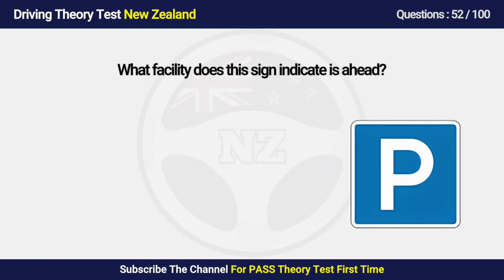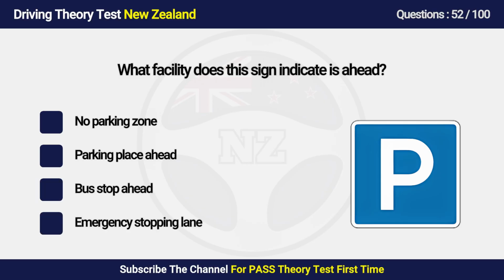Question 52. What facility does this sign indicate is ahead? A. No parking zone. B. Parking place ahead. C. Bus stop ahead. D. Emergency stopping lane.